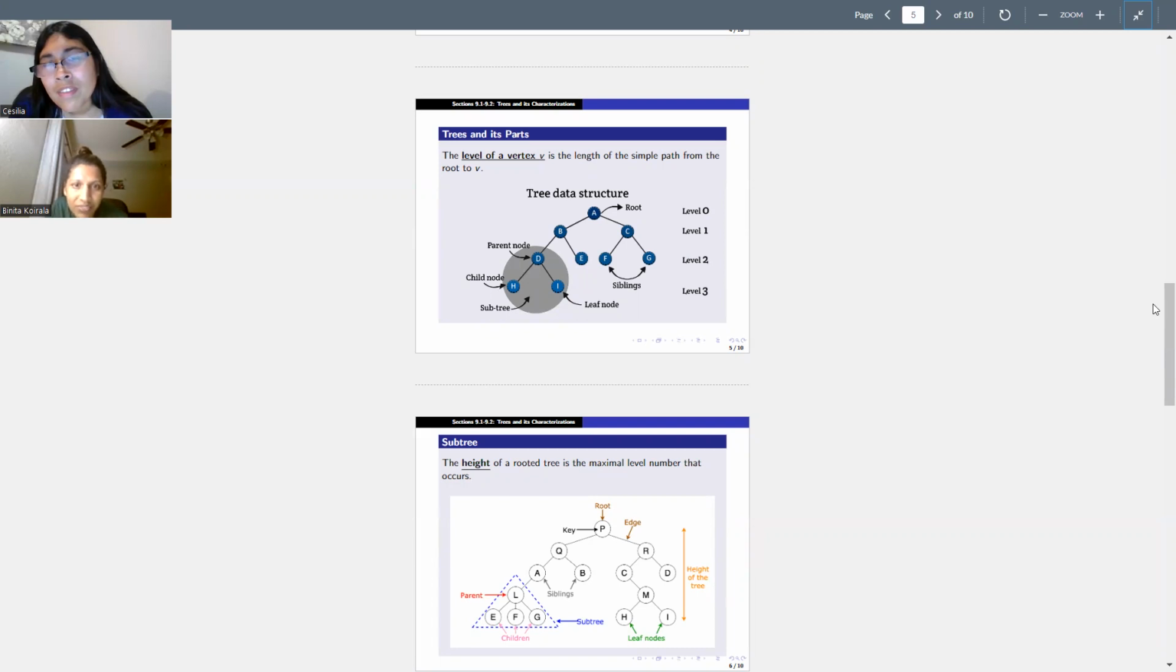A is the root, and F and G are the siblings. D is our parent node. H is a child node, and I is a leaf node. Okay, this is our tree data structure, right?